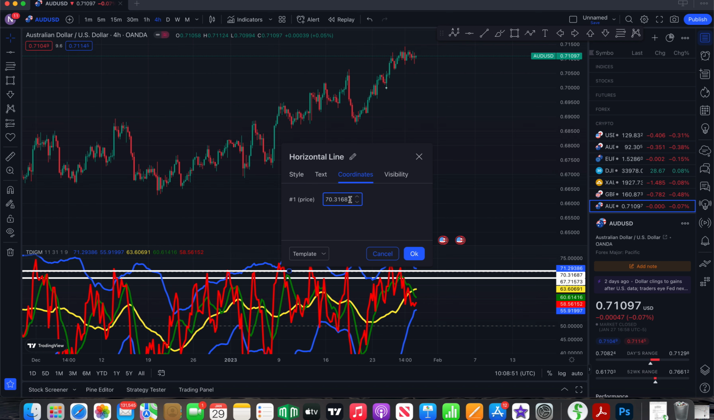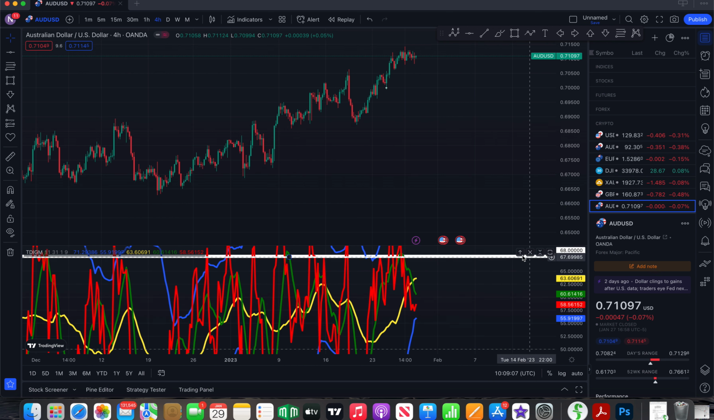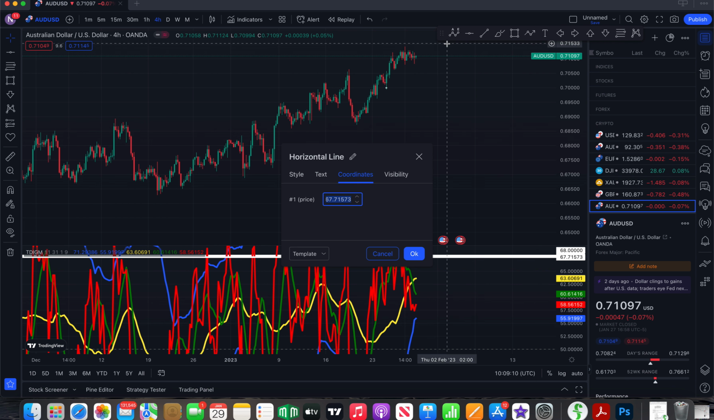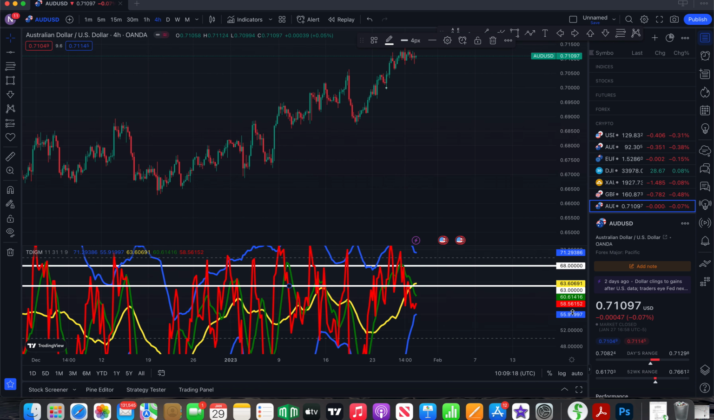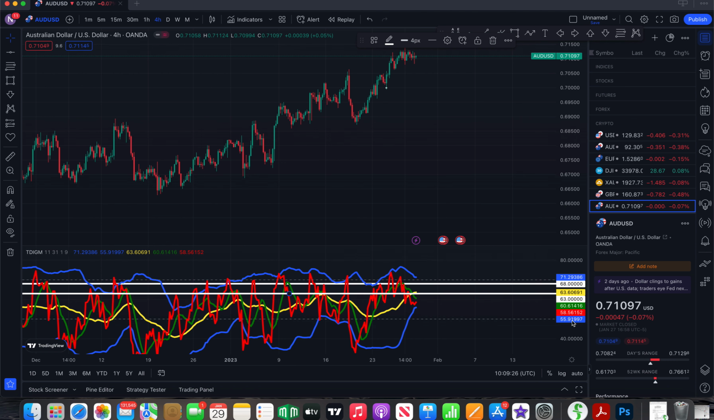You want to make these settings 68 for the top, and you want to make the other setting, okay, let me see, there's another line super close. Probably should have adjusted it before that. There we go. And you would make the other line 63. So anytime that the market is in between the 63 and 68, you know the market is truly overbought. That is a good indication to know that the market is overbought.